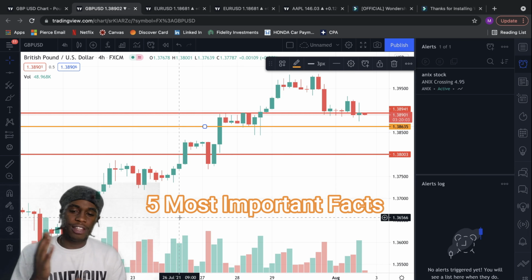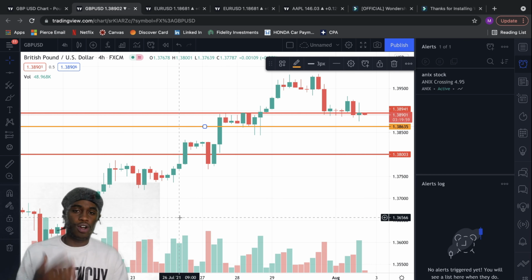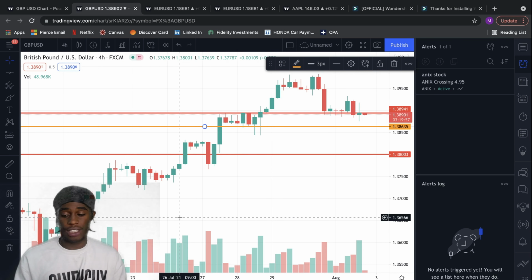So now let's talk about the 5 most important things to know about your support and your resistance line in order for you to benefit the most from it financially. Rule number 1, always remember 3 or more candlesticks. This is very, very important.